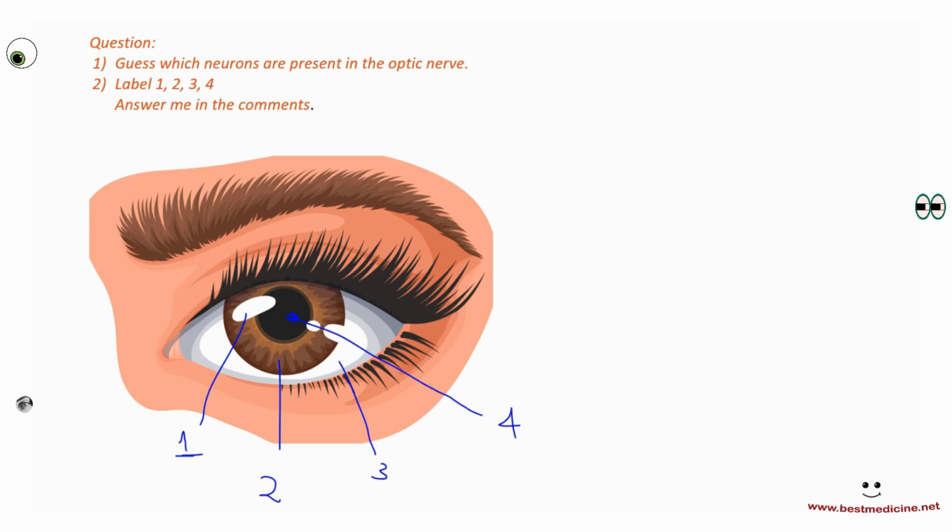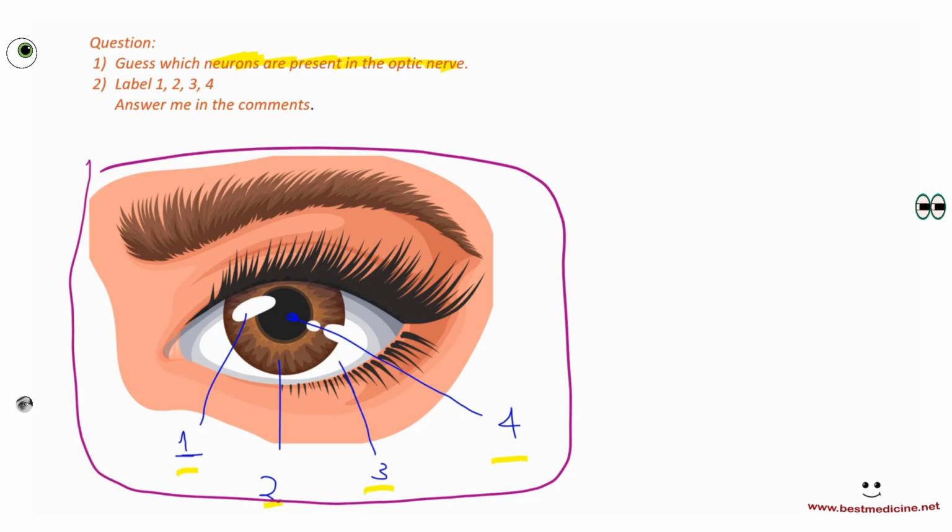So number 1, guess which neurons are present in the optic nerve. So which neurons is it? Is it relay neurons? Is it sensory neurons? Is it motor neurons? Number 2, label 1, 2, 3, 4 and answer me in the comments. Okay? So see if you can label these from the front of the eye, because that's the question there, right? Now it's difficult because we haven't really looked at the front of the eye.